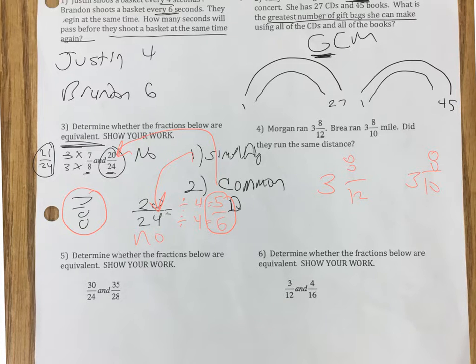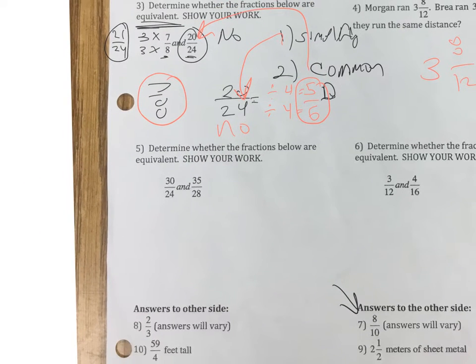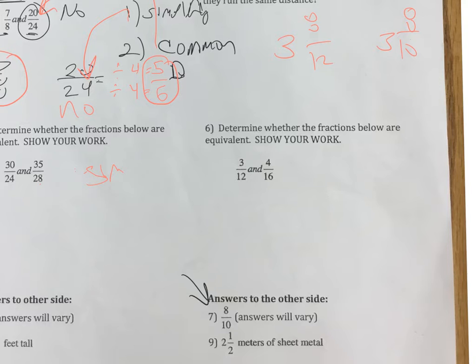So on these two, I'd probably reduce them to see if they're equivalent. Over here, I'm probably not going to make those common denominators. I'd probably simplify these again and compare them. On this one, I would probably simplify. On this one here, probably simplify again.